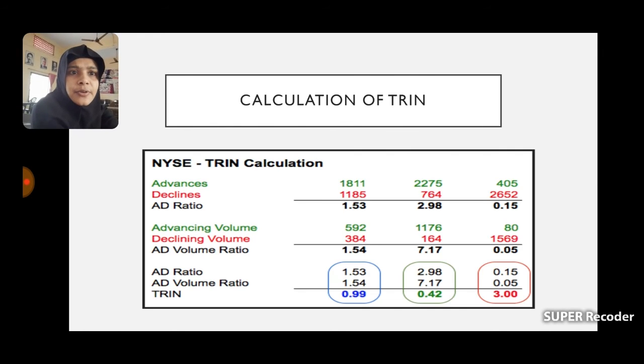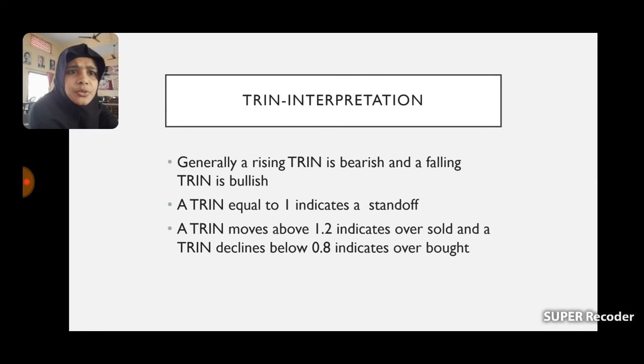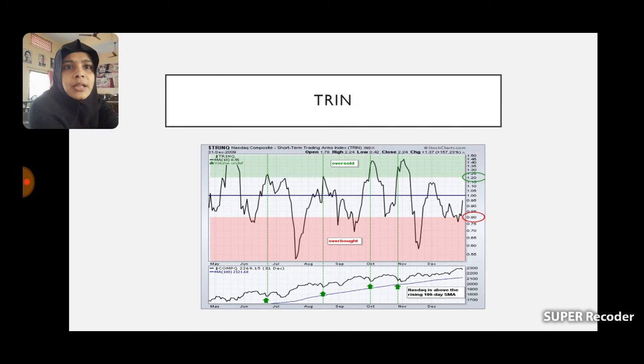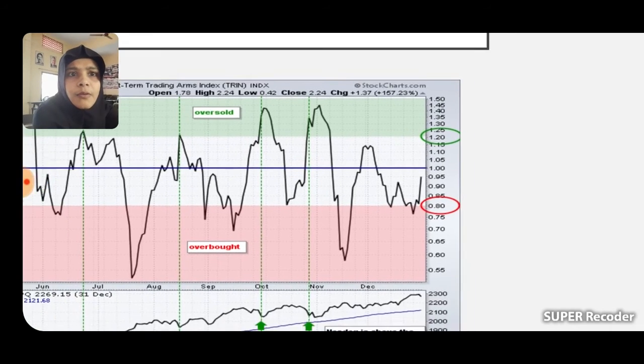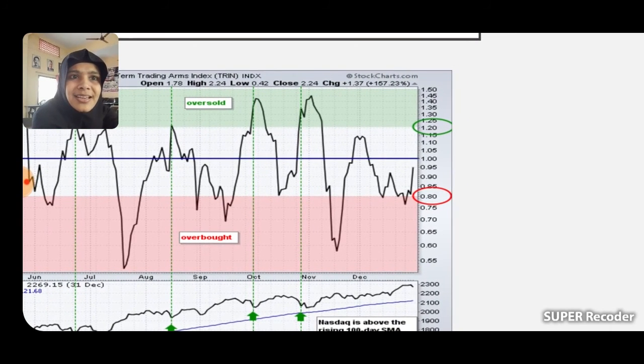And in the case of the third situation, TRIN is equal to 3. That is, it moves above 1.2. That means that is oversold. Then we will buy the security. Okay, oversold means supply is more, so the price will be less, so we will buy the security. Okay, and we can see a TRIN chart here. When it is above 1.2, it is oversold, and when it is below 0.8, it is overbought.